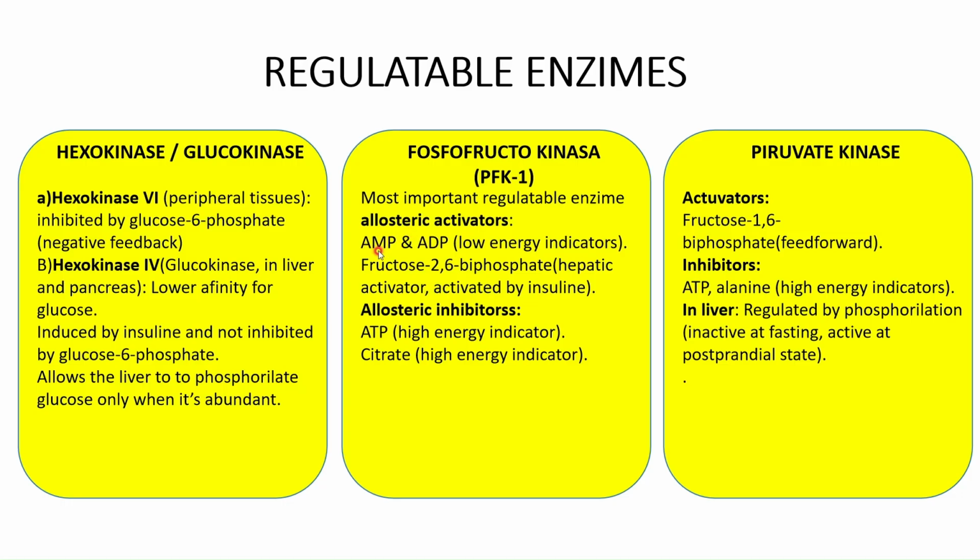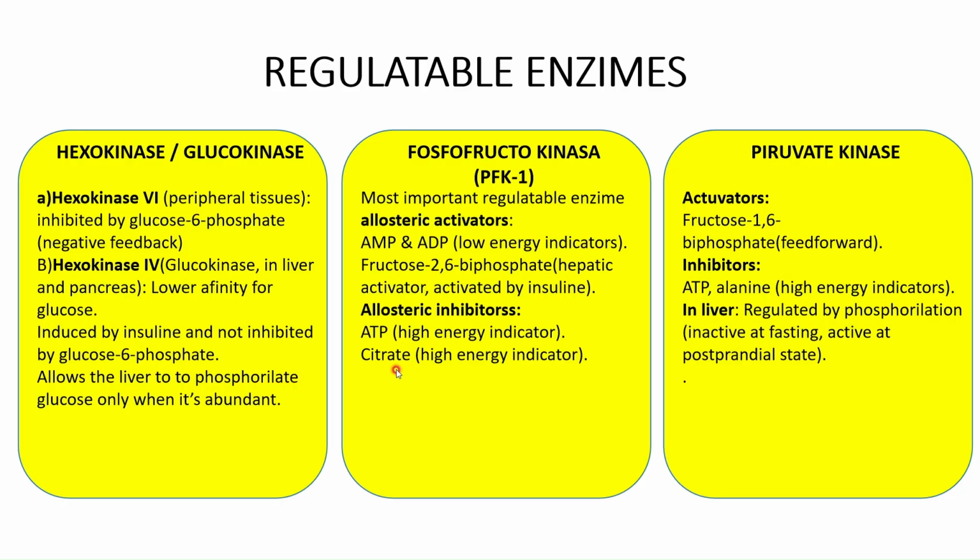Fructose 2,6-biphosphate, which is a hepatic activator, is activated by insulin. And it's inhibited, the opposite, when you have a lot of energy, which is ATP, a high energy indicator, or citrate, which is also a high energy indicator, because citrate is going to enter the cycle of Krebs. And from the cycle of Krebs, we get a lot of ATP also. So why go through glycolysis if we have citrate that is going to give us like 30 molecules of ATP?